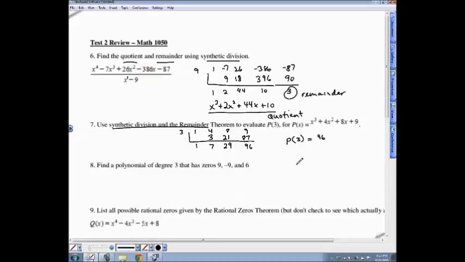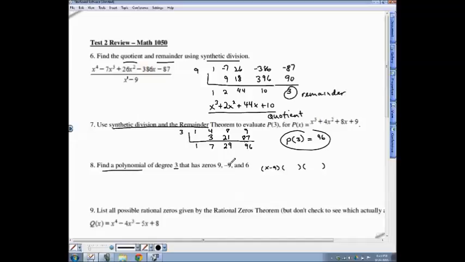Okay, and just fair warning, if this is a free response test question, and all I see is this without any of the synthetic division and remainder theorem shown, you won't get credit for the problem. Okay, question 8. Find a polynomial that has these 3 zeros, and it's got to be degree 3. So if you already have the zeros, your next step is to form the factors that would have produced those zeros. So if the 0 is x equals 9, then the factor itself is x minus 9.